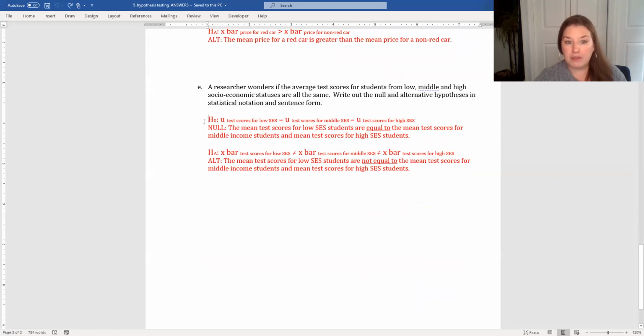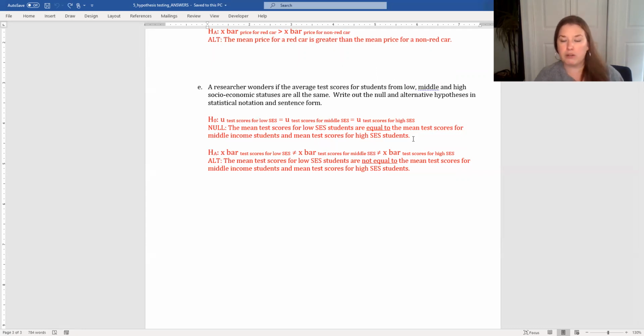So for our null hypothesis, now we're doing this just like the other ones, except now we have 3 groups instead of 2. So here our independent variable is socioeconomic status and our dependent variable is test scores, right? We're asking, does socioeconomic status influence test scores? So we're comparing the mean test scores for people who are low socioeconomic status, middle socioeconomic status, and high socioeconomic status. Our null is always, always, always that all groups are equal. The mean test scores for low socioeconomic status are equal to the mean test scores for middle income students and mean test scores for high SES students.